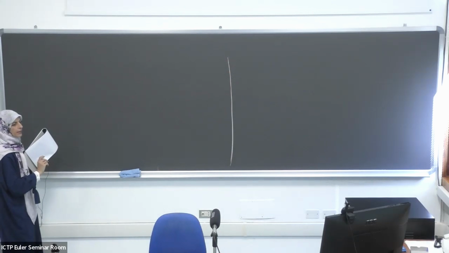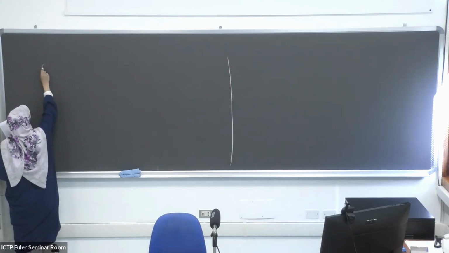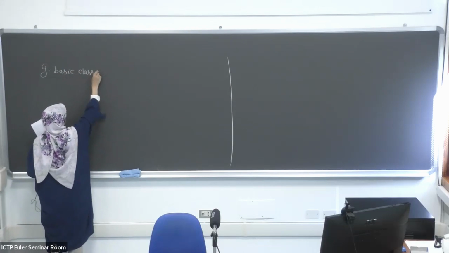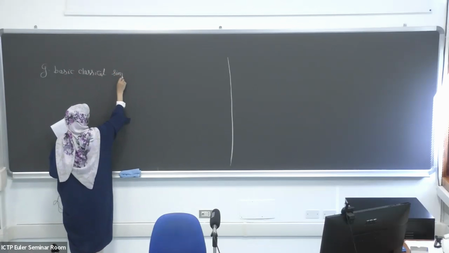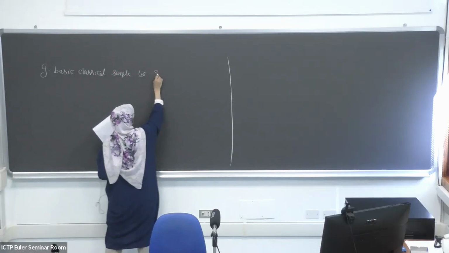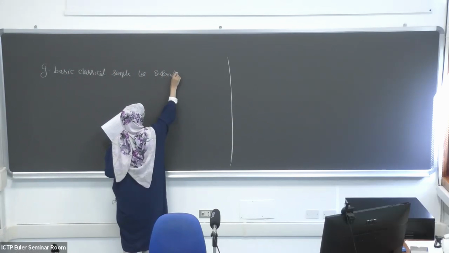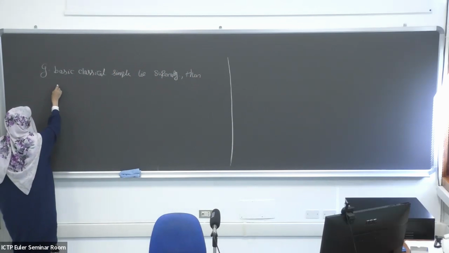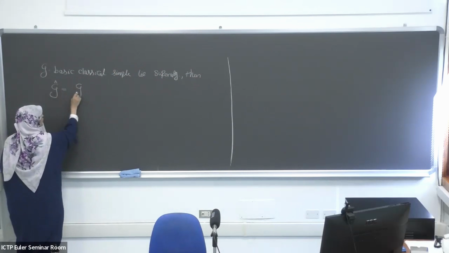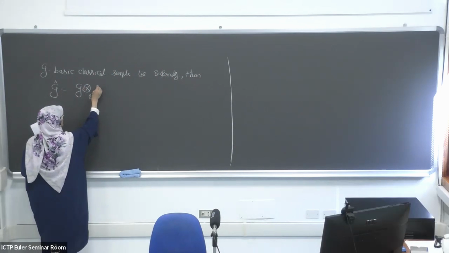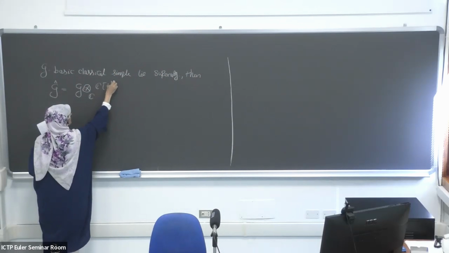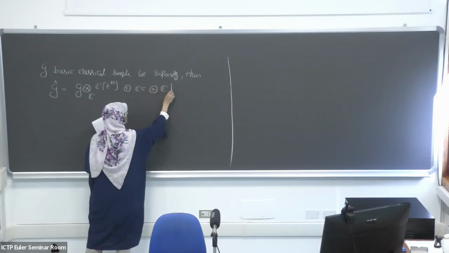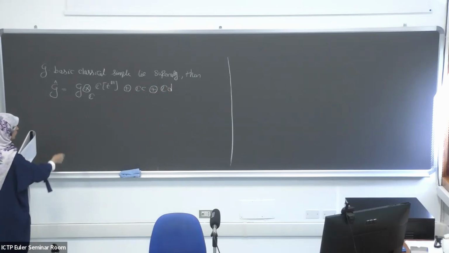You remember yesterday I told you that if we have a basic classical simple superalgebra G, then we can form G hat, which is G tensor C[t, t^-1], direct sum CC, direct sum CD. And I told you that we call it a non-twisted affine superalgebra.